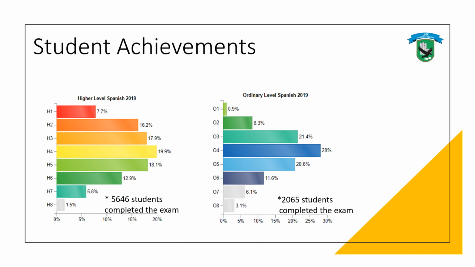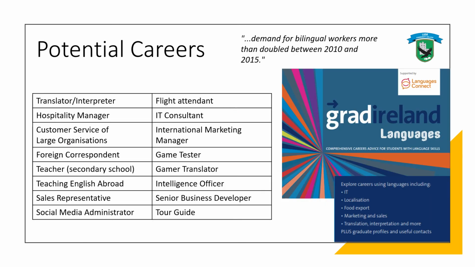This slide is showing us the national breakdown of grades that students in 2019 received after completing the Spanish Leaving Certificate exam. There were 5,646 students that completed the higher level Spanish exam in 2019 and 2,065 students that completed the ordinary level Spanish exam in 2019. And this is an overall average of grades that students achieved.